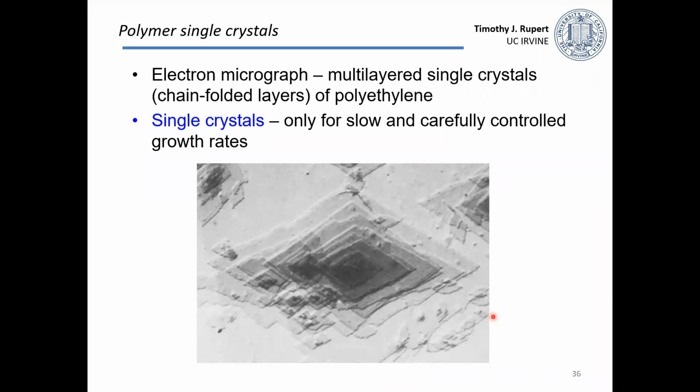Now, you can find a few specific examples of true single crystals of polymers. This is showing an electron micrograph. This darker region is a polymer single crystal. It has multiple layers that have grown on top of each other. But this is really only possible because this crystal was grown very slowly and carefully. Most of the polymers we see out in the real world are not going to be fully crystalline like this.